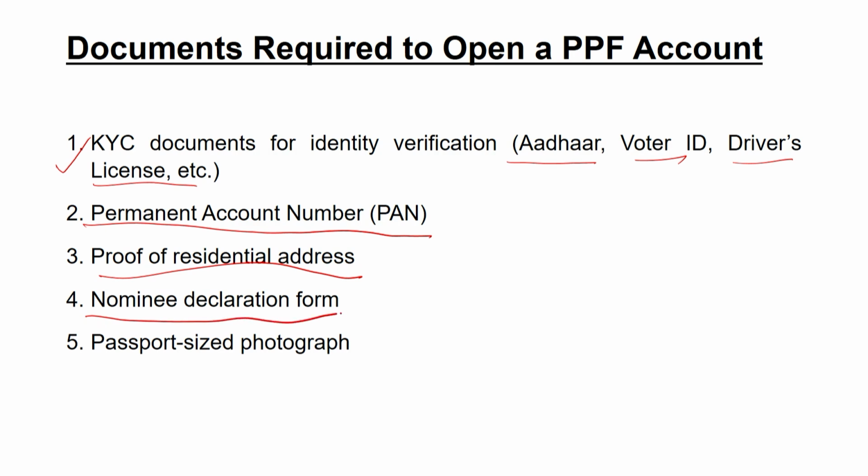You also need to give a nominee declaration form. With the help of nominating a person, you can assure that in the event of your demise, your money will be given to your legal heir. So the nomination declaration form gives you a chance to nominate your legal heir for the purpose of receiving the money in the case of your death, and a passport sized photograph.